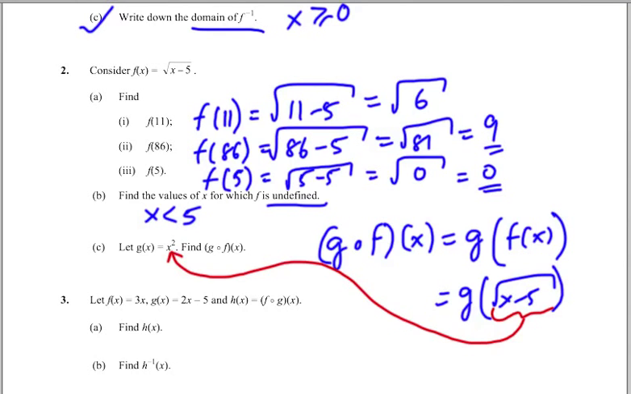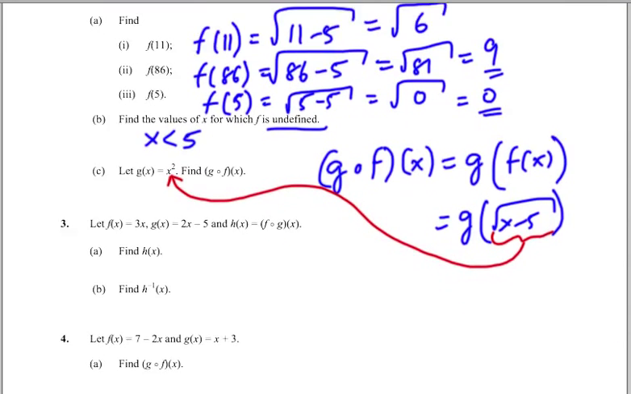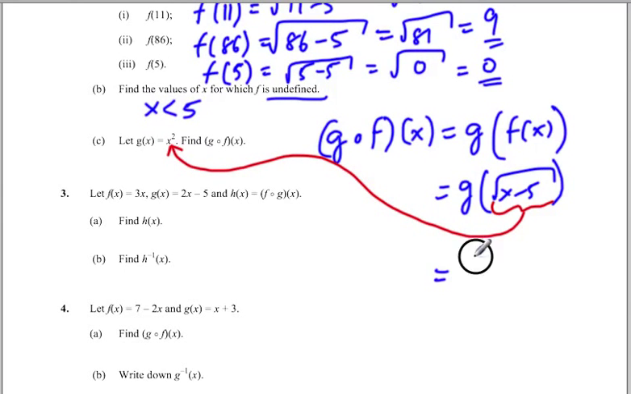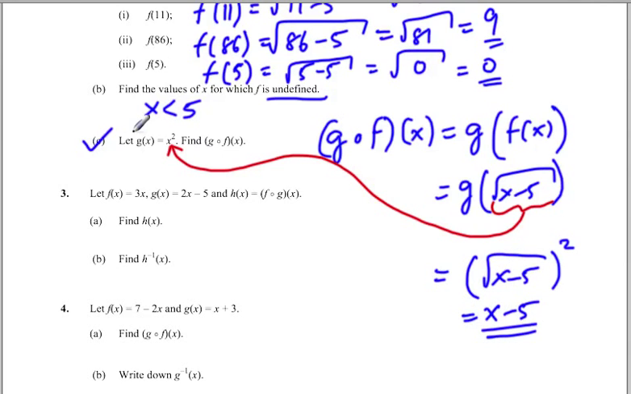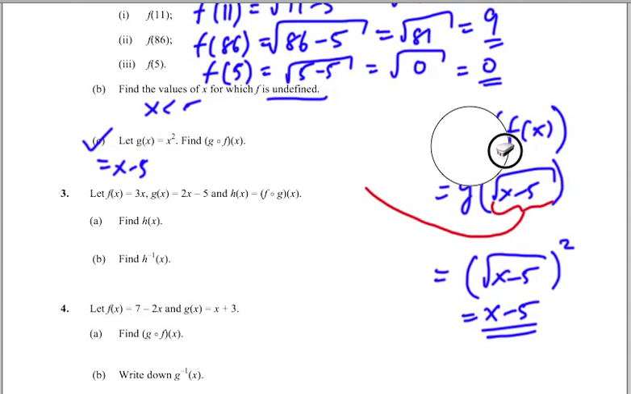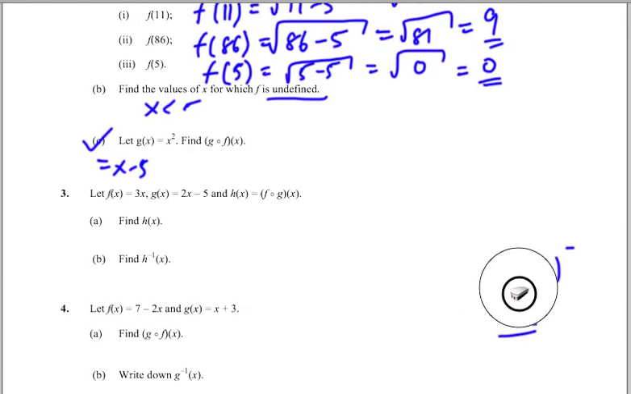x. If I get myself a little bit of room, really it's something squared. So it's the square root of x minus 5, squared, which is equal to x minus 5. So that's what this is. The answer to this one is simply x minus 5. Now, just to make some more room, I'm going to erase all of this, but you can always scroll back in the video and see how I did that.